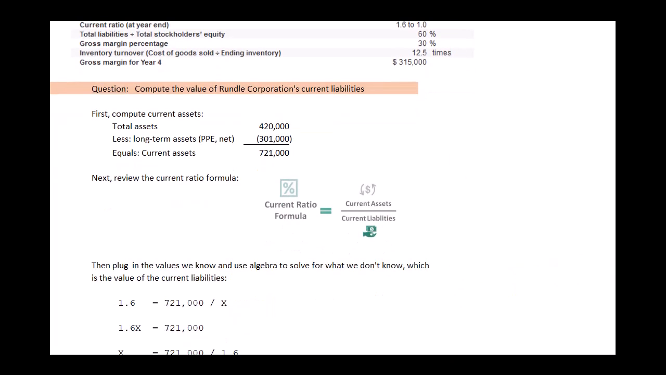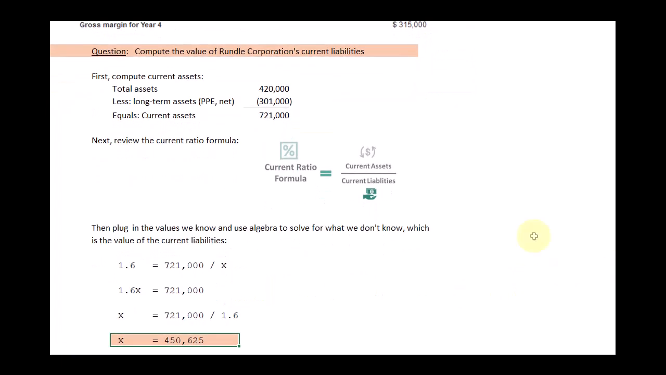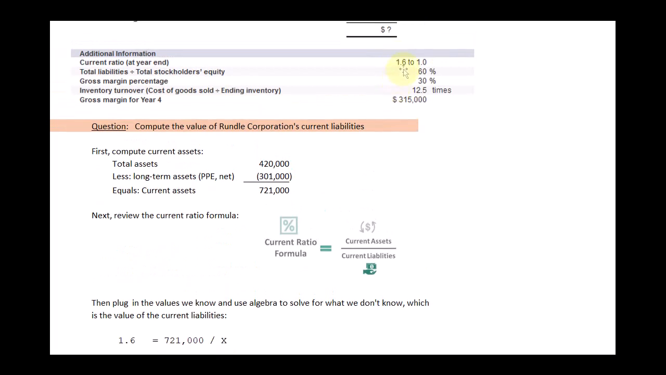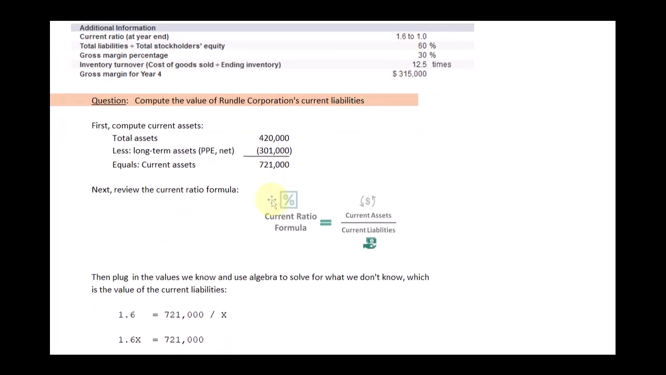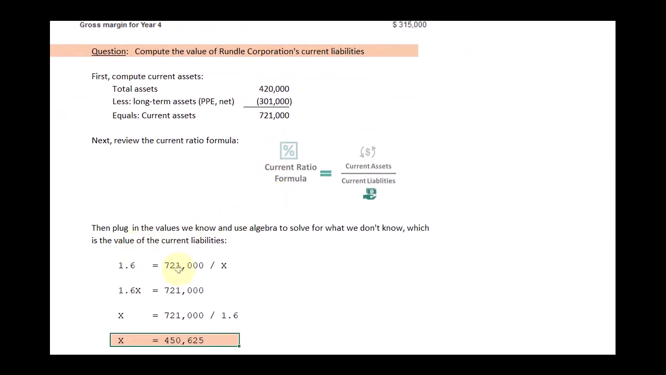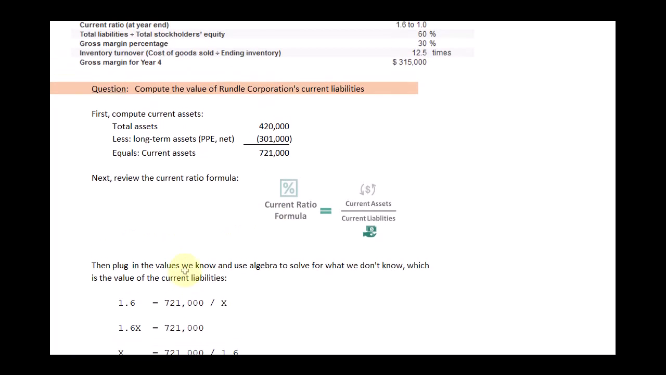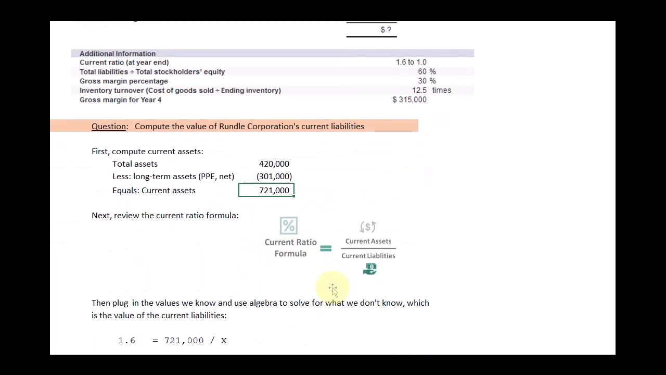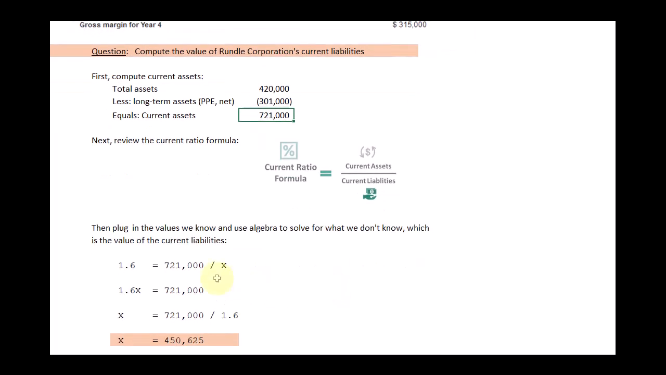So let's go on to the next step. All we have to do now is plug in the values we know and use algebra to solve for what we don't know. So they gave us 1.6. If I slide up, there's the 1.6 right there. 1.6 to 1 is the current ratio. So 1.6 would be equal to the current assets, which we calculated as 721,000 right there.